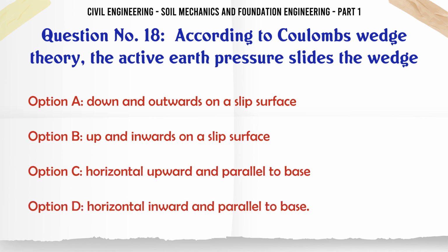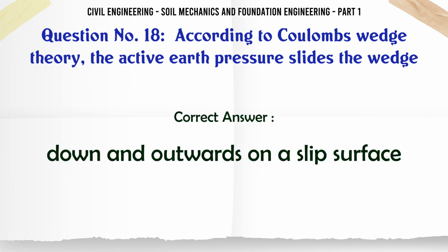According to Coulomb's wedge theory, the active earth pressure slides the wedge: A. down and outwards on a slip surface, B. up and inwards on a slip surface, C. horizontal upward and parallel to base, D. horizontal inward and parallel to base. The correct answer is down and outwards on a slip surface.